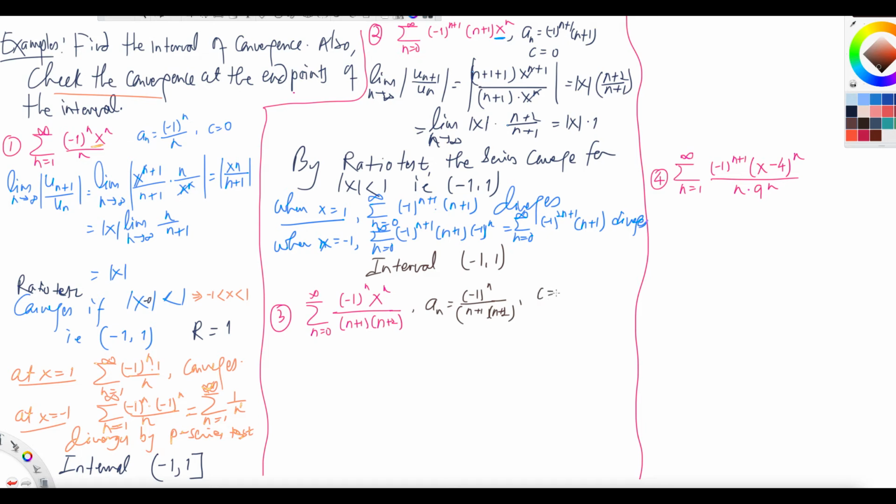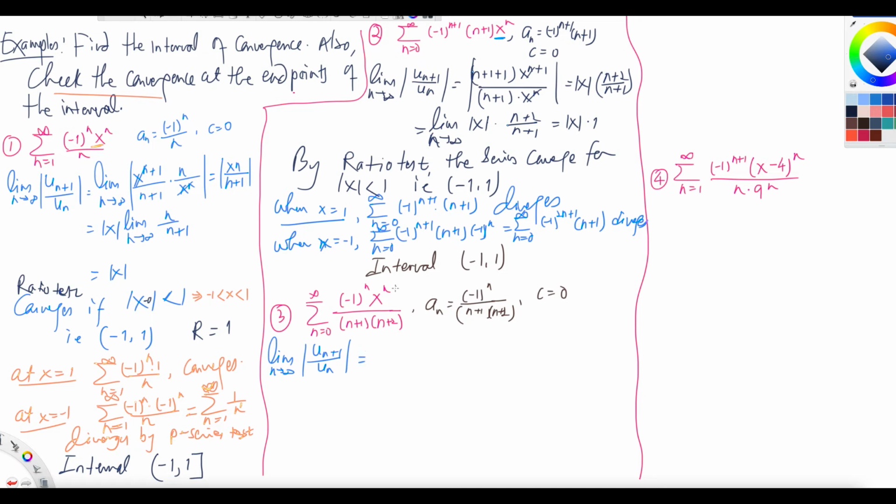And then c equals 0 again, because there is x to the n. Okay, x minus c to the n makes it c equals 0. Again, let us use the ratio test. Most of the time we use the ratio test for this. Let us do that. So the limit as n tends to infinity of the absolute value of u_(n+1) over u_n.